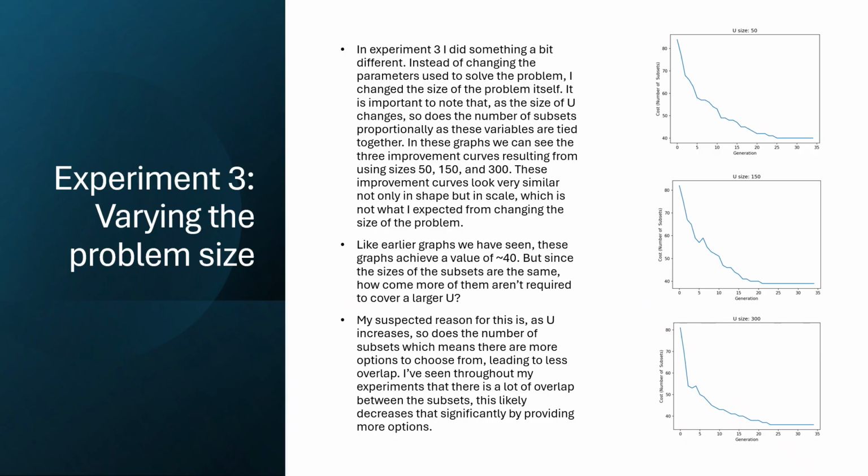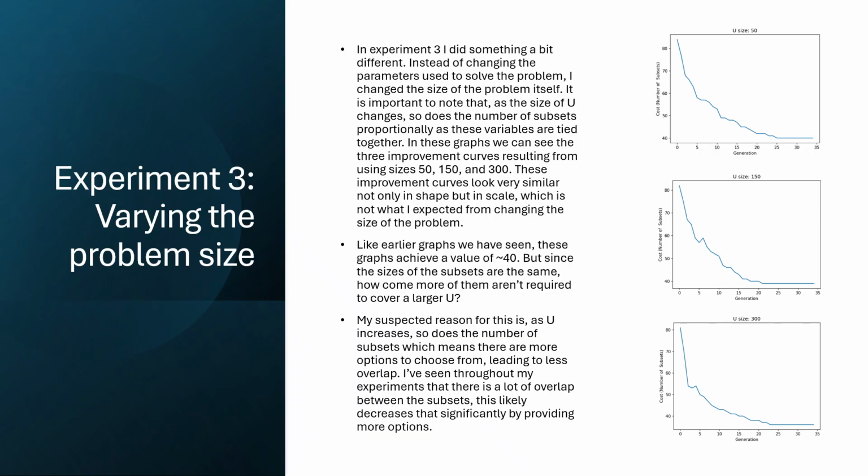Finally, we have experiment 3, varying the problem size. In experiment 3, I did something a bit different. Instead of changing the parameters used to solve the problem, I changed the size of the problem itself. It is important to note that as U changes, so does the number of subsets. I set the number of subsets to be equal to the length of U times 3, just for reference.